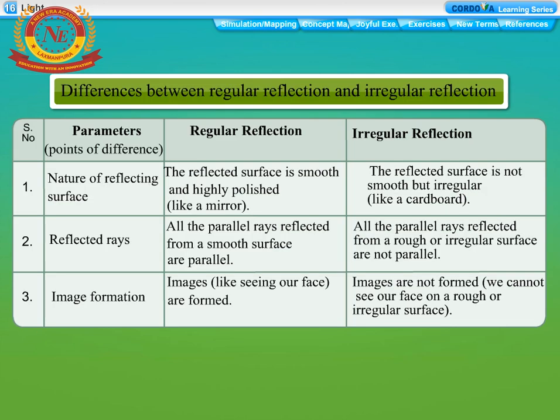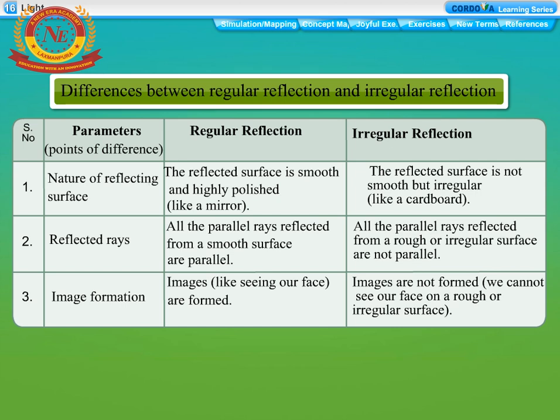Differences between regular reflection and irregular reflection. Parameters, points of difference: nature of reflecting surface, reflected rays, image formation. Regular reflection: the reflecting surface is smooth and highly polished, like a mirror. All the parallel rays reflected from a smooth surface are parallel. Images, like seeing our face, are formed.